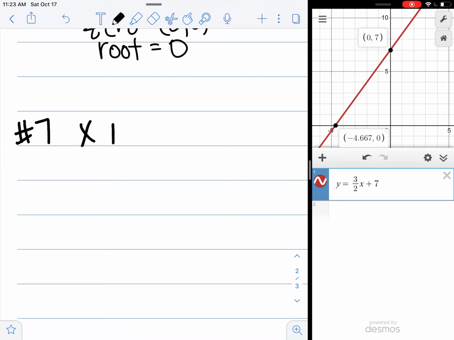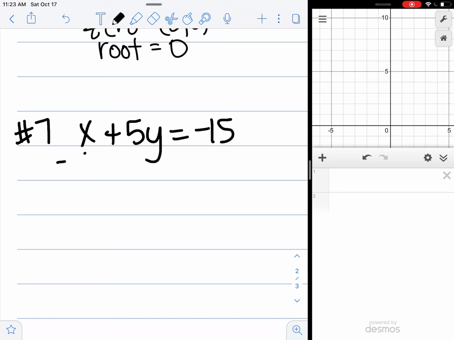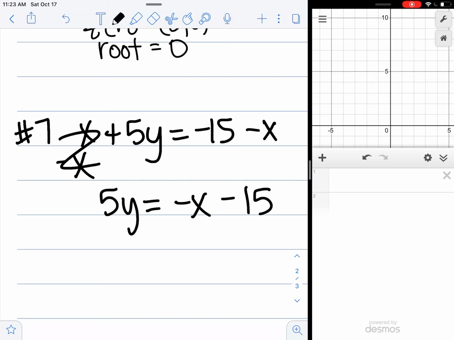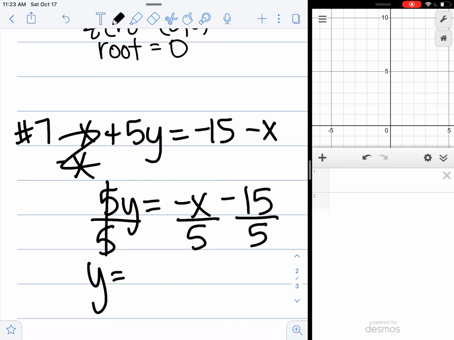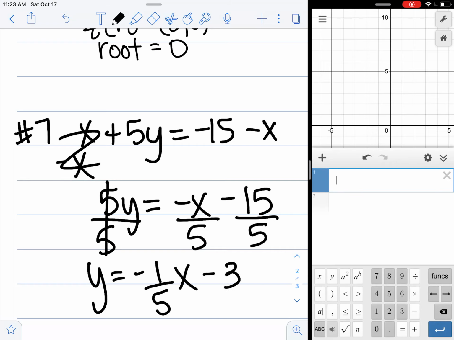Number 7. X plus 5y equals negative 15. Subtract x from both sides. That becomes a 0 pair. So again, this is what we want to see when you show your work. 5y equals negative x minus 15. We divide by 5 on both sides. That becomes a 1, so we're left with y equals. Now, I know that there's not a number right there in front of that x, but there actually is. He's just hiding. So that's a negative 1 divided by 5, and we got our x. And again, negative 15 divided by 5 is going to give us a negative 3, so we can graph that now.